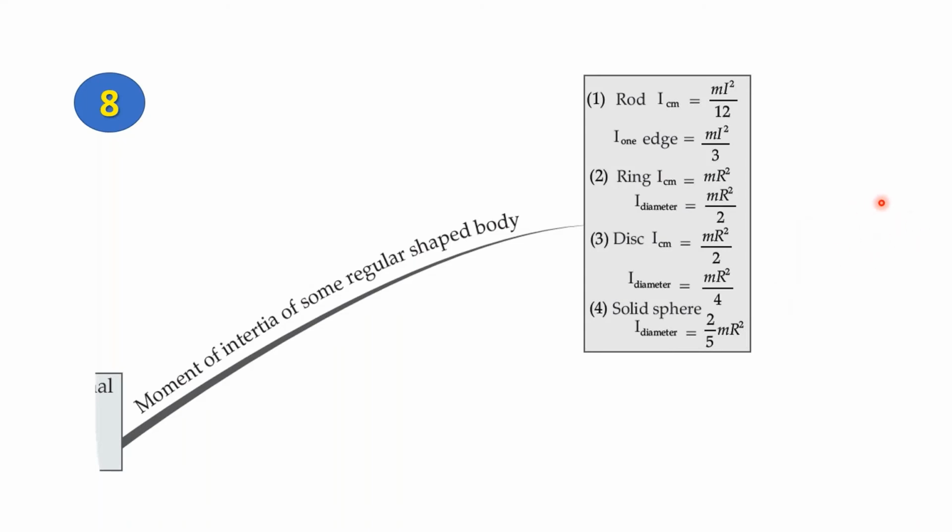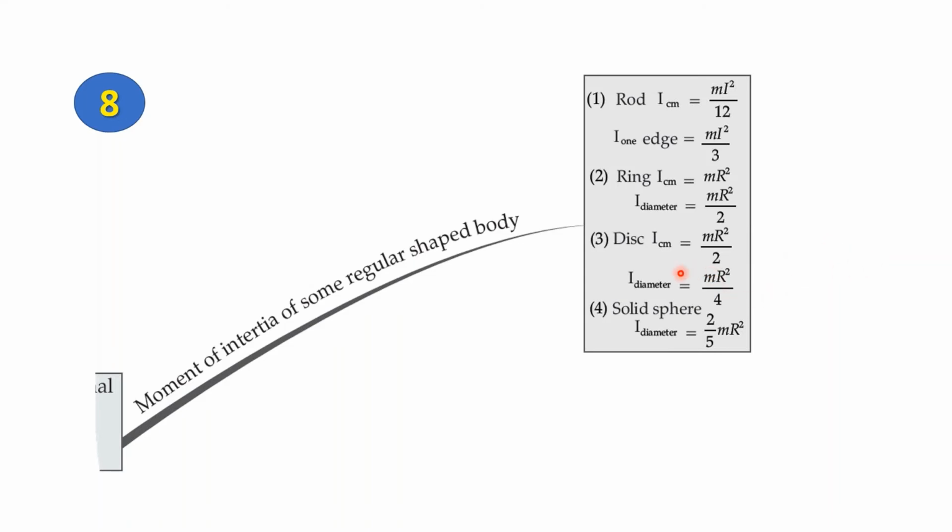Now from a ring, we will move on to the third figure, which is a disc. Now in a disc, the mass will be distributed throughout the whole area. So the moment of inertia about an axis passing through the center of mass of a disc will be given by the formula mr square divided by 2. Again, m stands for mass of the disc and r square is the square of the radius of the disc.